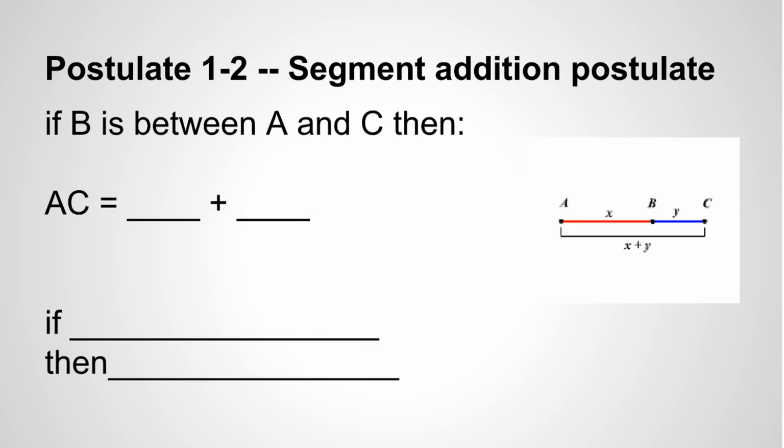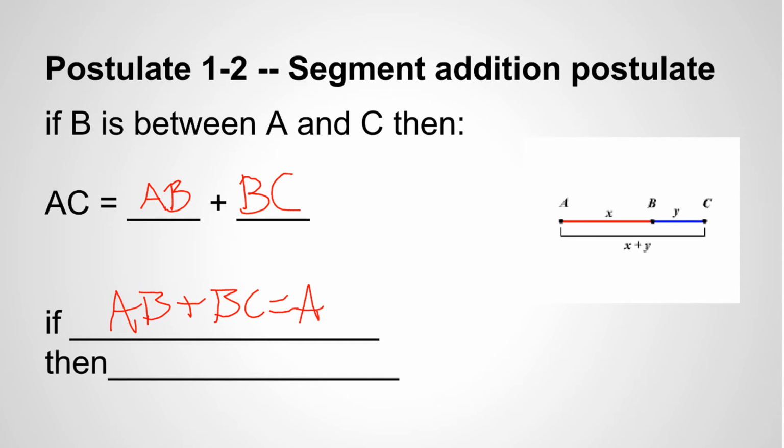And the segment addition postulate is basically addition. What it says is if B is between A and C, then AC is equal to the sum of AB plus BC. Because all we're doing is we're adding up the 2 lengths to get the whole length. And the inverse of that is to say if AB plus BC equals AC, then we know that B is between A and C.